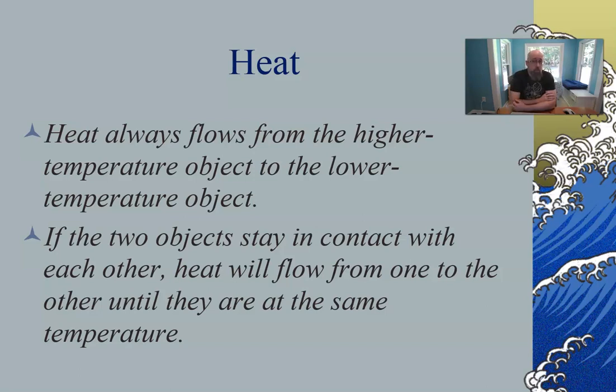Now, if two objects are in contact with each other and are different temperatures, then the heat will flow from the higher temperature object to the lower temperature object until they are equal. When they're equal, then they will both stay the same temperature. So for example, if I put a hot coffee out into my room, heat will flow from the coffee into the room because the coffee is higher temperature, the room is lower temperature. That will happen until they are the same temperature.